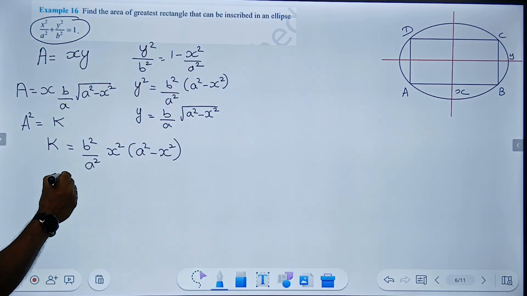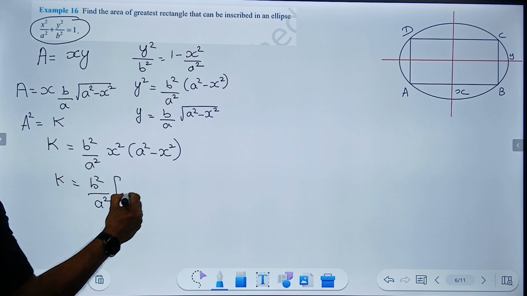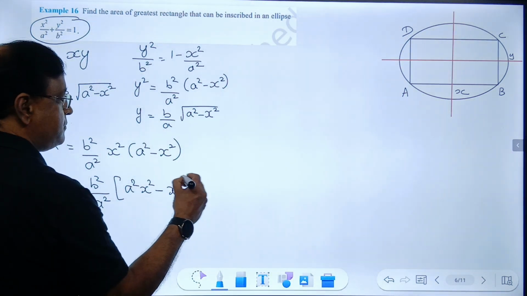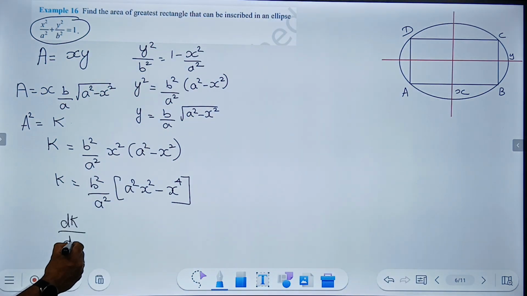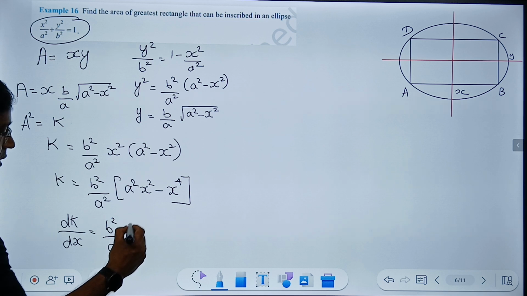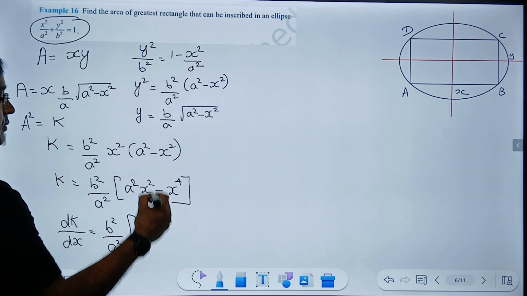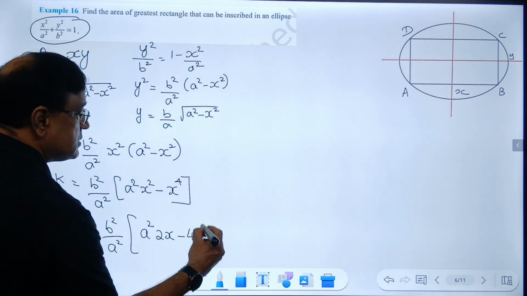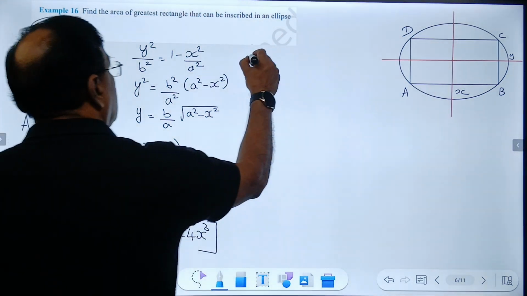Now a little bit of patience, you open the bracket so that you can avoid the product rule. So you get a square x square minus x power 4. Now you differentiate dk by dx, which is b square by a square, and the differentiation of a square x square is a square into 2x, minus 4x cube.